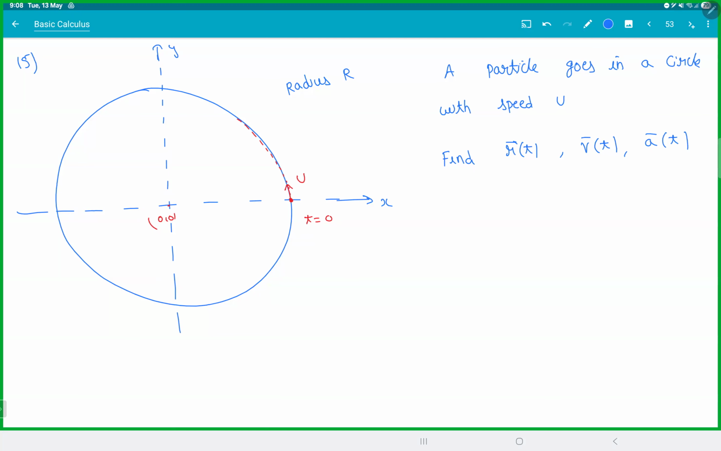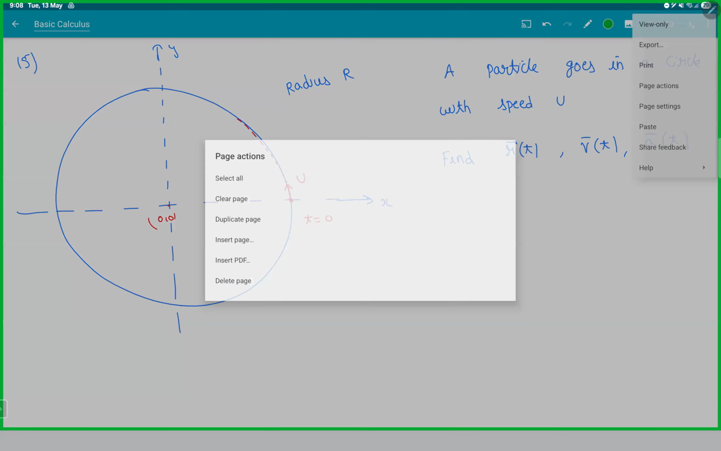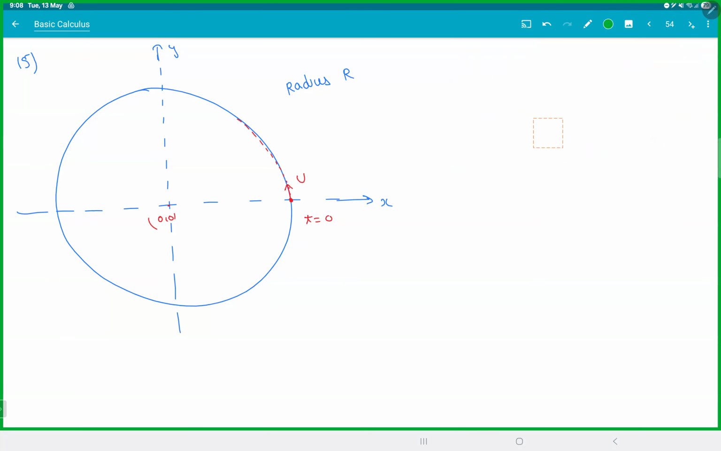Anyone got the position? So you need to figure out the angle. Can you find the angle? That we have done before. That's what I'm saying, revise the notes. You should know. So after time t, this particle will reach somewhere here. I need to find this angle. If I get this angle, my job's done.